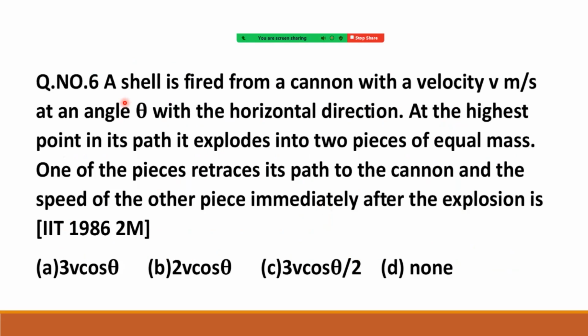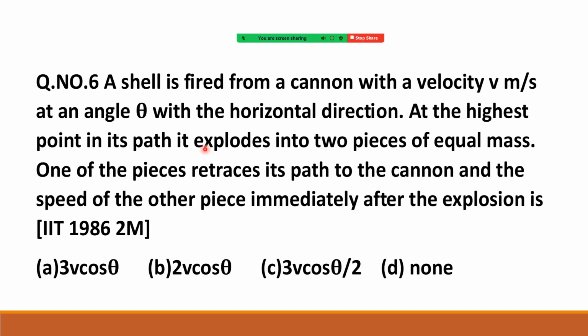See the first one. A shell is fired from a cannon with a velocity v meter per second at an angle theta with the horizontal direction. At the highest point in its path, it explodes into two pieces of equal mass. One of the pieces retraces its path to the cannon, and the speed of the other piece immediately after the explosion is? This question was asked in 1986 for 2 marks. Let us see how we start the problem.